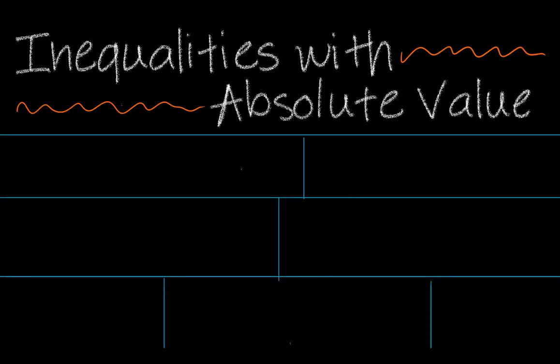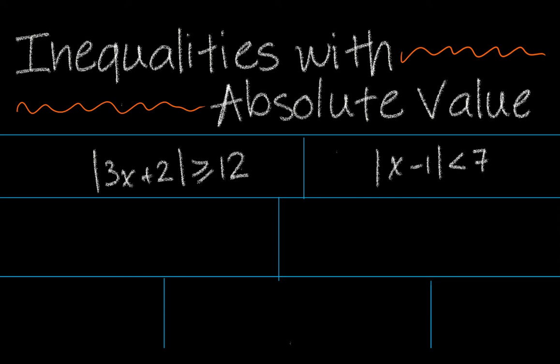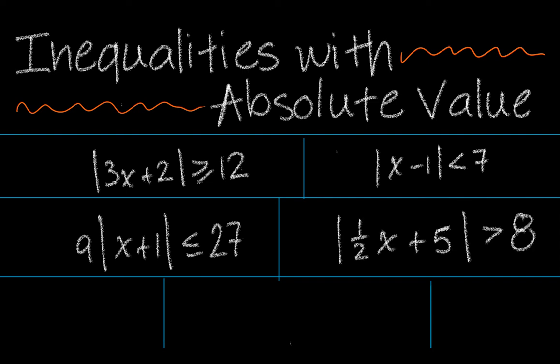So right now I've got about 4 problems that I'd like for us to do as samples. Before I jump into these samples, these are the ones that we're going to look at. The absolute value of 3x plus 2 is greater than or equal to 12. The absolute value of x minus 1 is less than 7. 9 times the absolute value of x plus 1 is less than 27. The absolute value of 1 half x plus 5 is greater than 8. And the last one is 2 times the absolute value of 3x plus 4 plus 5 is less than 17.